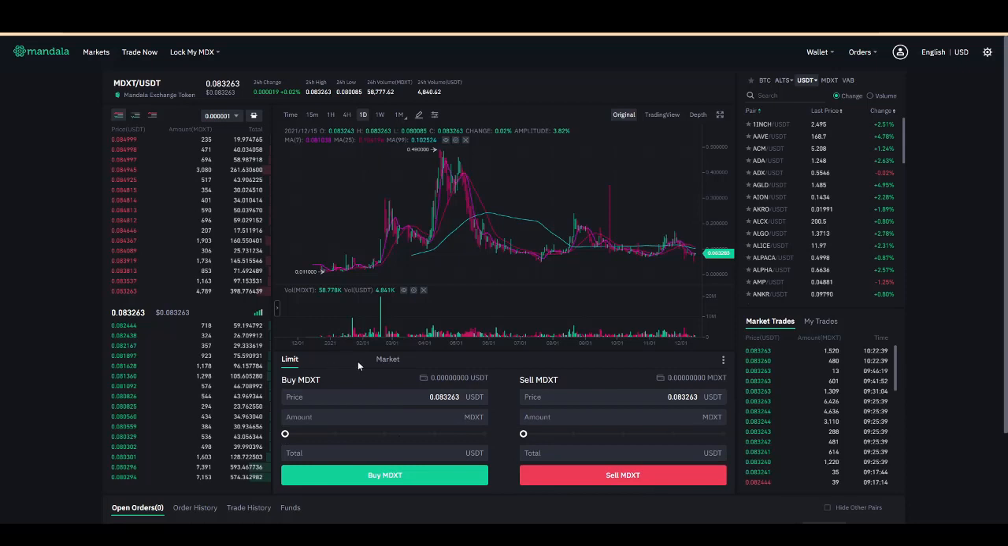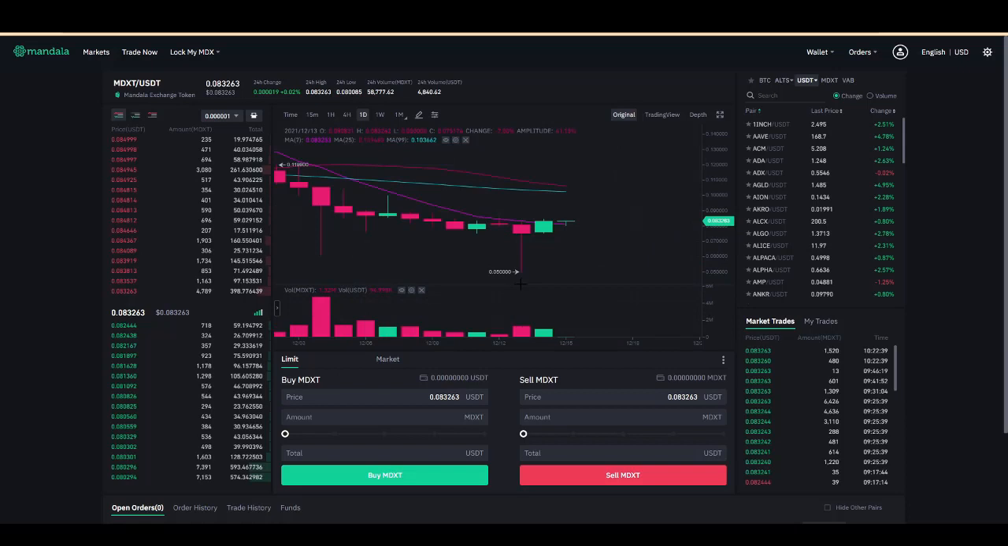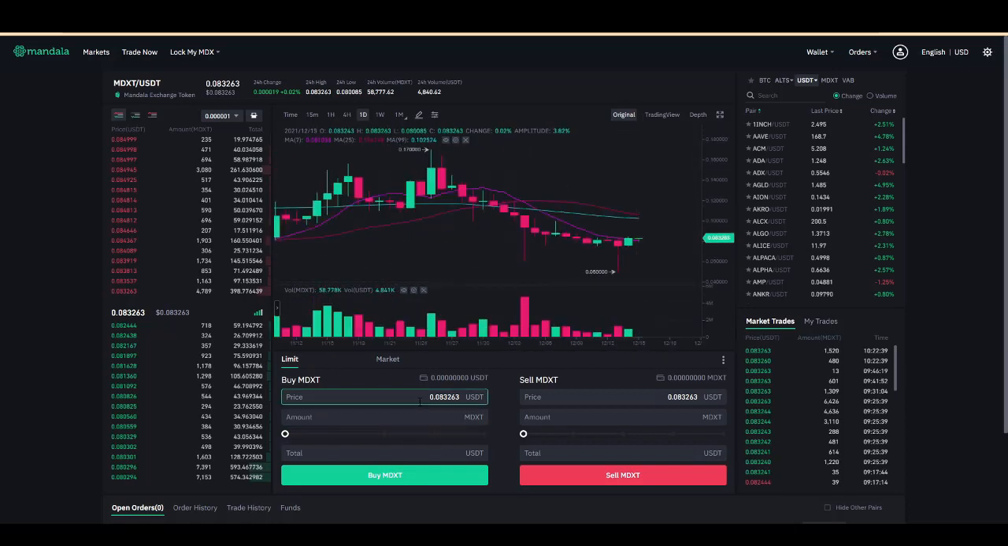So there are two types of orders available for the MDXT USDT pair. First is limit order and the second is market order. Limit order allows you to place a buy limit order or sell limit order, and you can enter the price that you are interested in buying or selling, and then enter the amount that you are interested in buying, and then just click on buy MDXT.